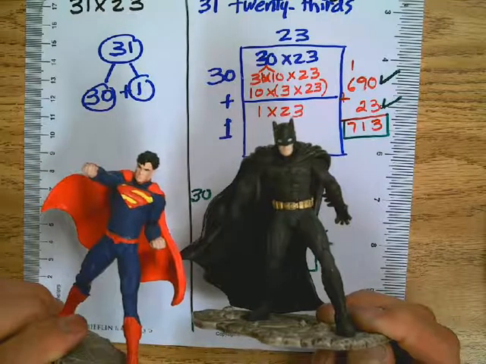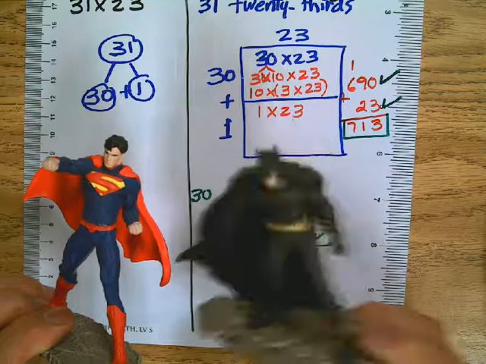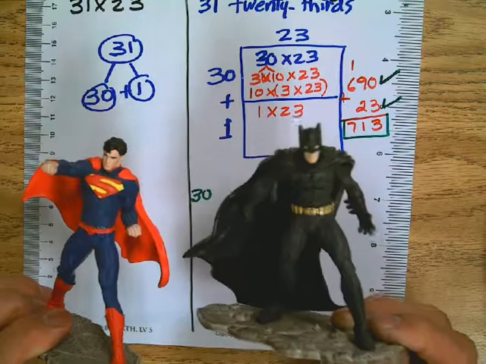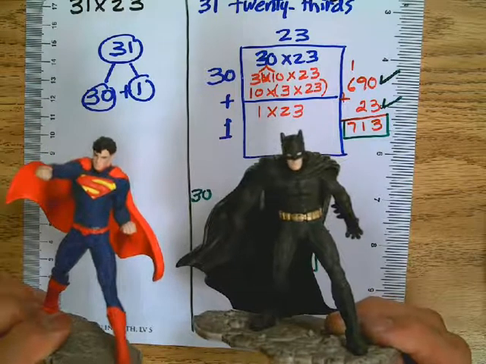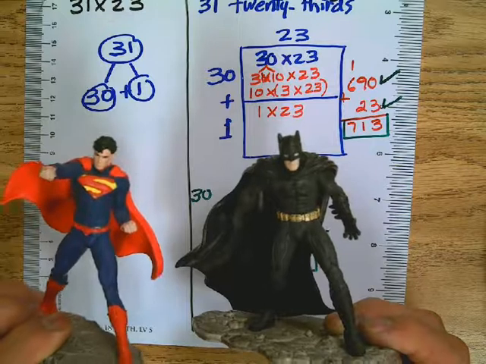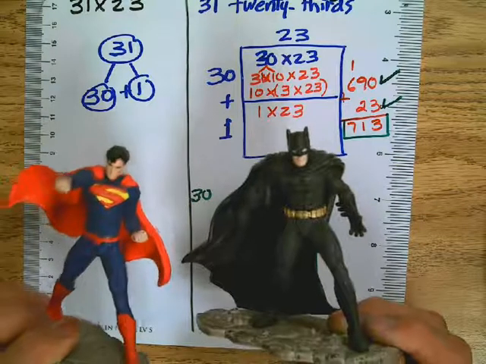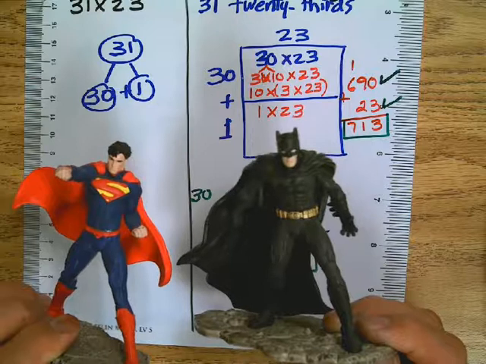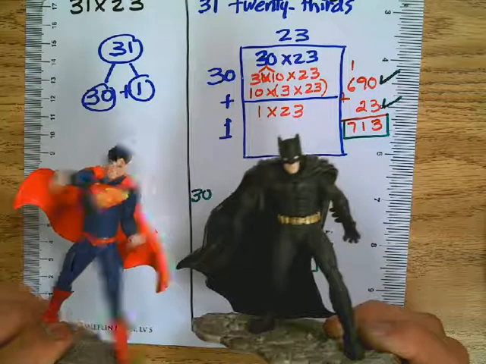Isn't that correct, boys? Oh yeah, Mr. Magno. What about you, Superman? Yes, you're right. Math is a superpower. Okay, boys and girls, you heard the Dark Knight and the Man of Steel.